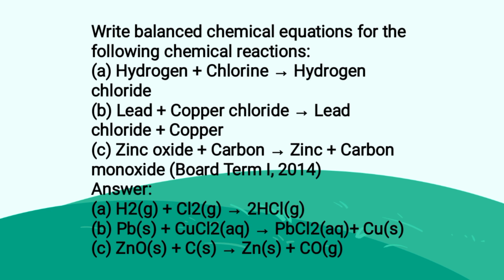Hydrogen is in the state of gas, chlorine in the state of gas, and hydrogen chloride is also in the state of gas. Pb, that is lead, reacts with copper chloride: Pb plus CuCl2 gives PbCl2, that is lead chloride, plus copper Cu. Zinc oxide ZnO plus carbon gives Zn plus carbon monoxide. Even this was asked in the year 2014 in your examination. Please try writing many chemical equations using many chemical reactions.